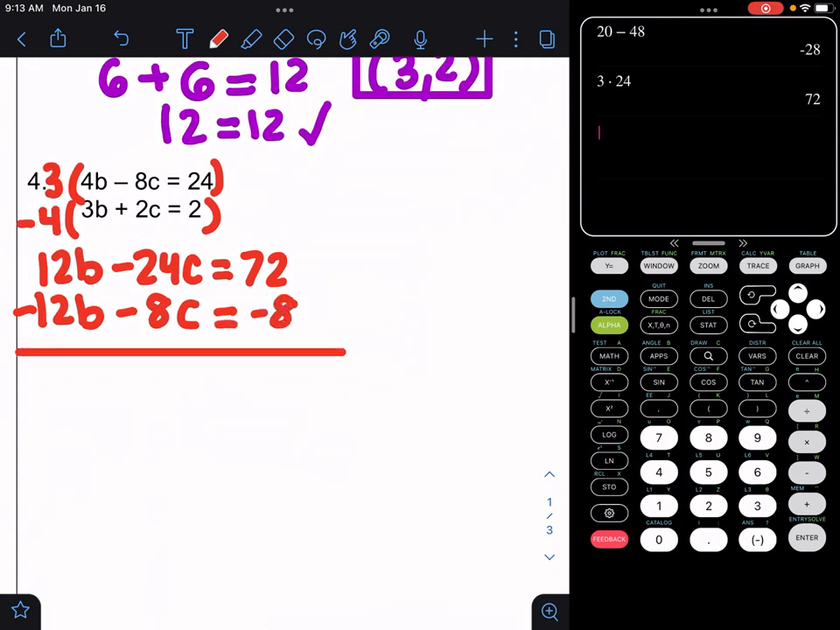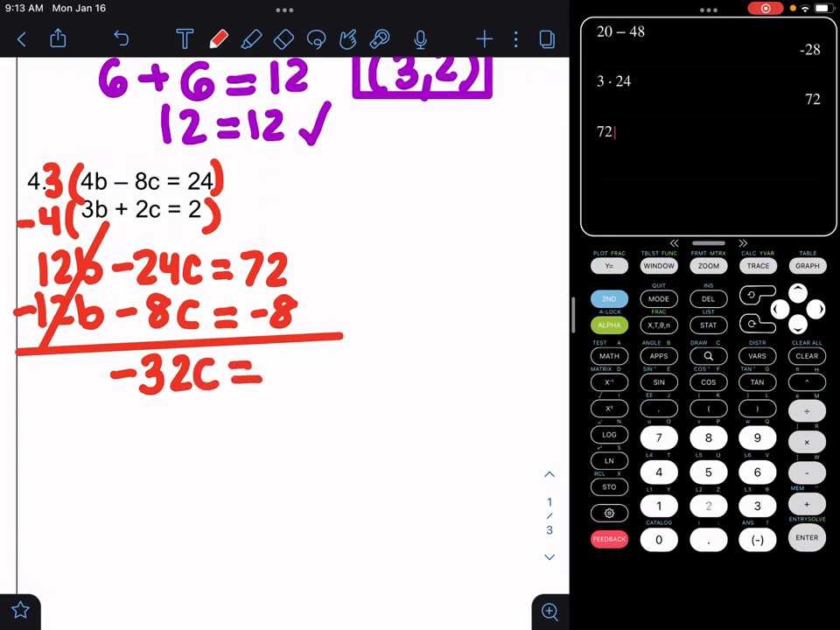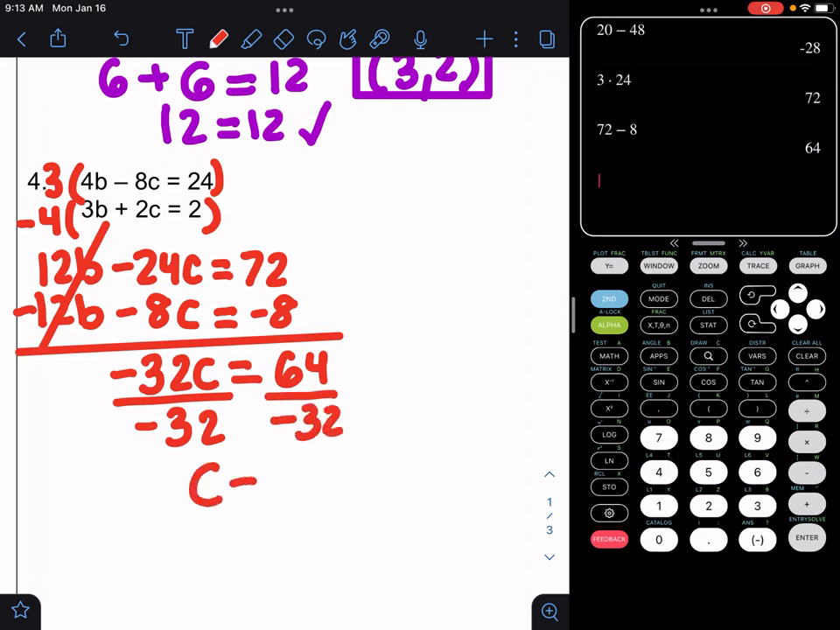Alright, 12b plus negative 12b is 0. Negative 24 plus negative 8 is negative 32c. And then 72 minus 8 is 64. Now let's divide by negative 32, divide by negative 32, and I get c equals negative 2.